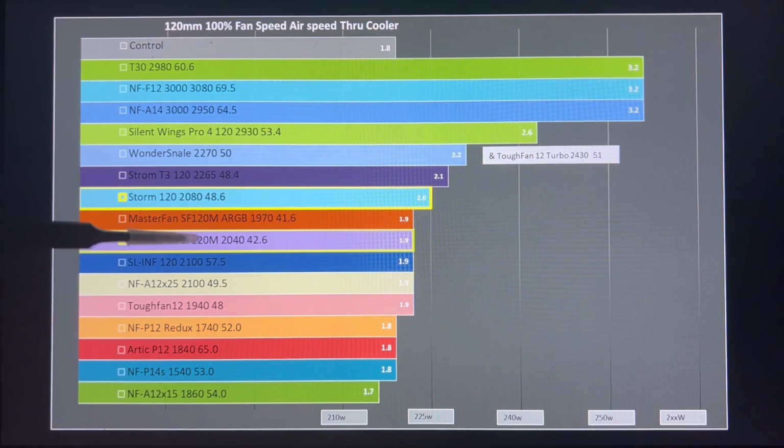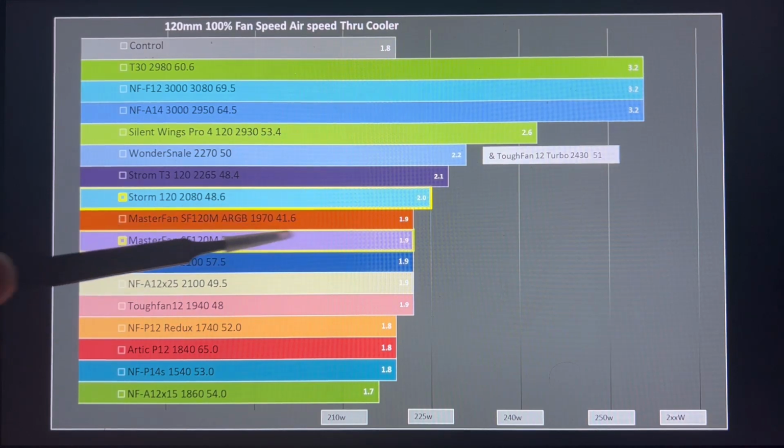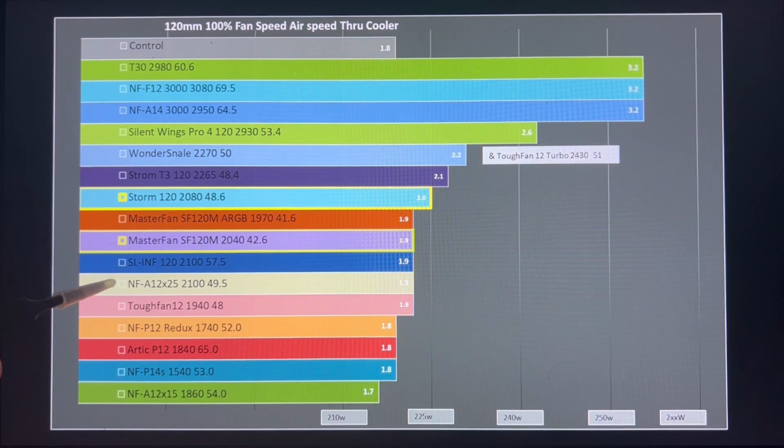As for the Masterfan SF120M, it's functionally equivalent to its RGB brother. They have effectively the same noise level at 42 and 41.6, basically within 1 decibel, so it's within my margin of error, and 1.9 meters per second of air. That is a pretty good result. It matches the stock fans on the Noctua cooler, the NF-A12x25, and the noise levels are better, surprisingly. So again, more interesting results going on here.